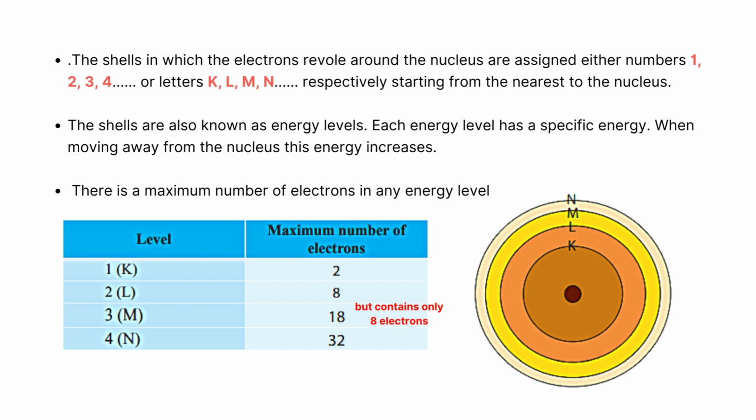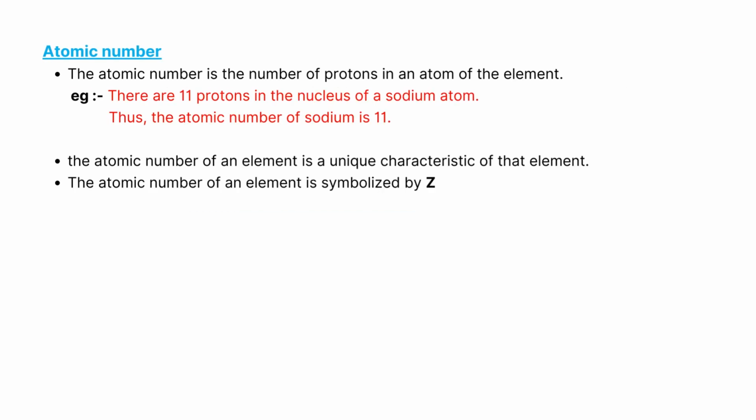There are some important terms or unique properties for each of the elements. Now we will see what atomic number is. The atomic number is the number of protons in an atom of the element. For example, there are 11 protons in the nucleus of a sodium atom. Therefore, the atomic number of sodium is 11. The number of protons in every atom of the same element is equal. The number of protons in different elements is different.